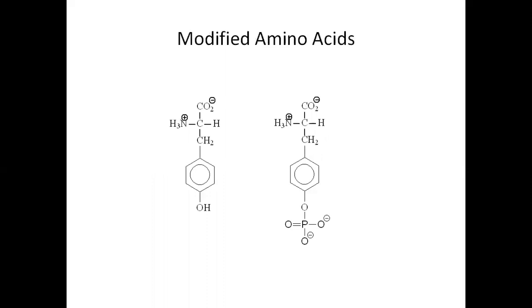Also, note that many amino acids can be modified, such as shown in this figure, where tyrosine has been modified with a phosphate group and is therefore referred to as phosphotyrosine.